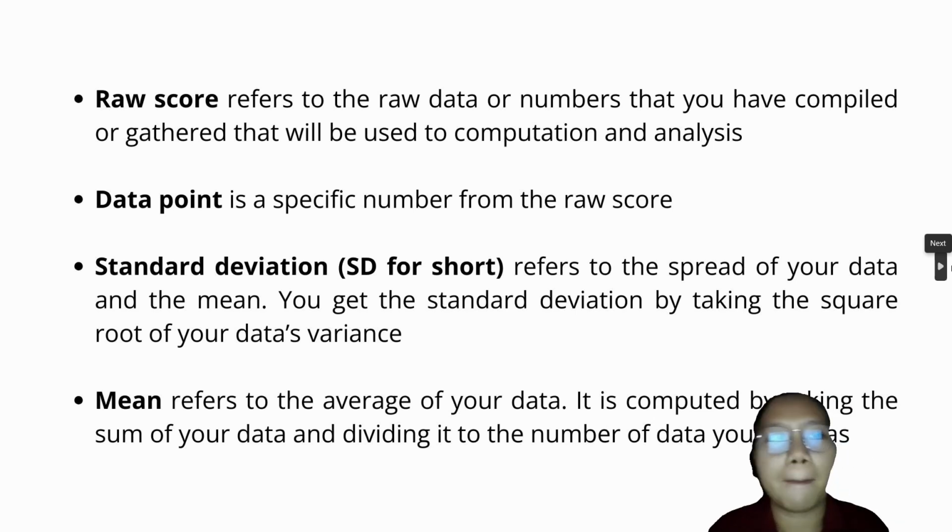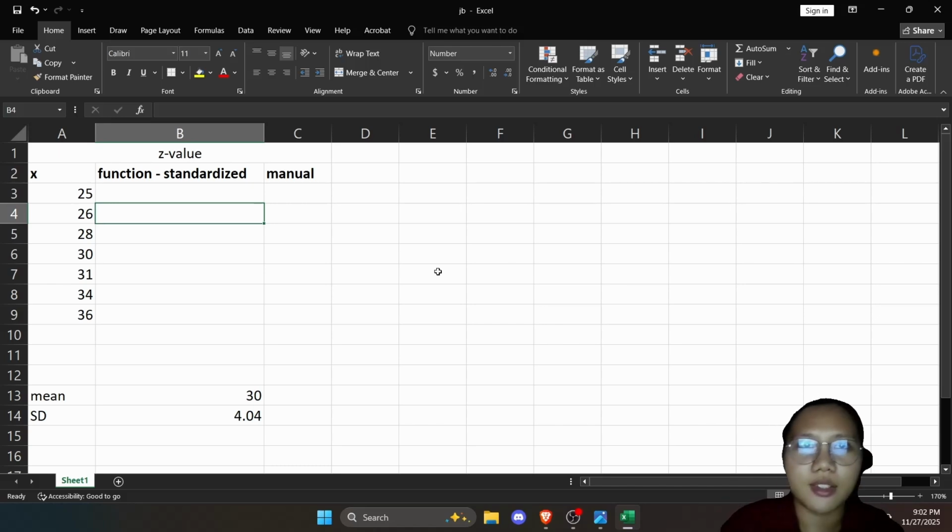Okay, let's proceed. Now let's discuss the main topic. What is z-score? Z-score or standard score refers to how many standard deviations the data point is from the mean. If the standard deviation is about the average distance of all data points from the mean, z-score targets a specific data point and provides its distance from the mean.